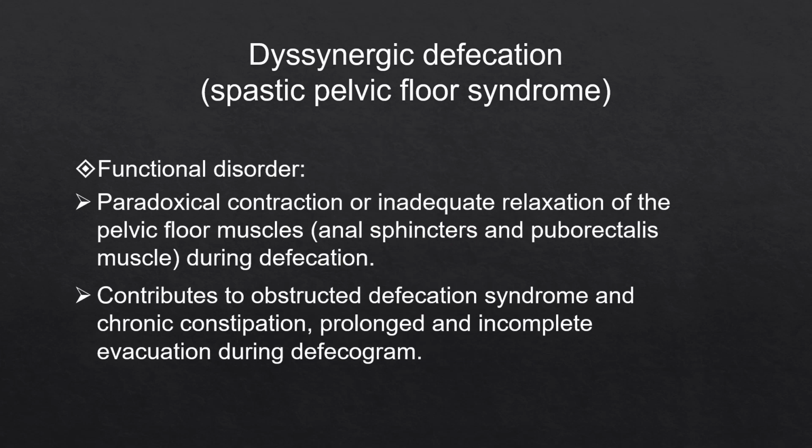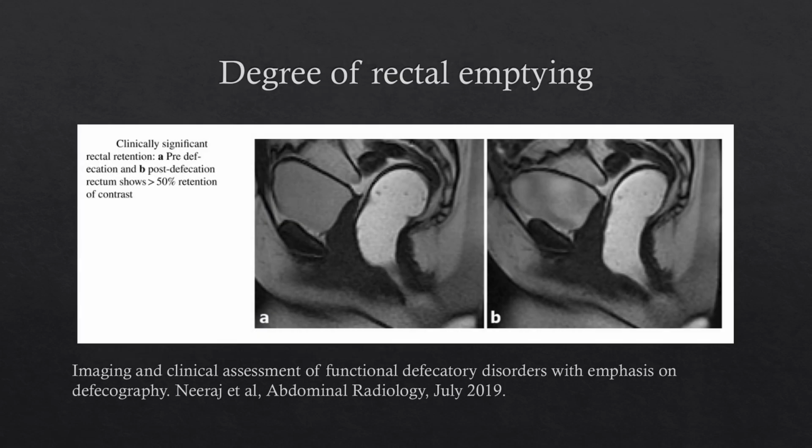Our last point is that we need to discuss functional obstruction or dysnervification. This is a functional disorder characterized by paradoxical contraction of the anal sphincters or puborectalis muscles. During normal defecation, these muscles should be relaxed, but unfortunately during defecation they start to contract instead of relaxing. This can lead to chronic constipation.